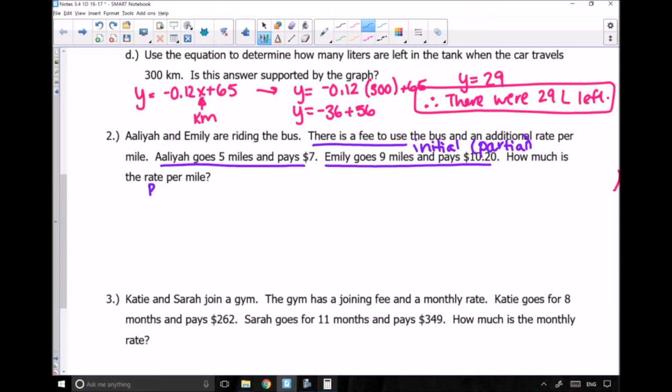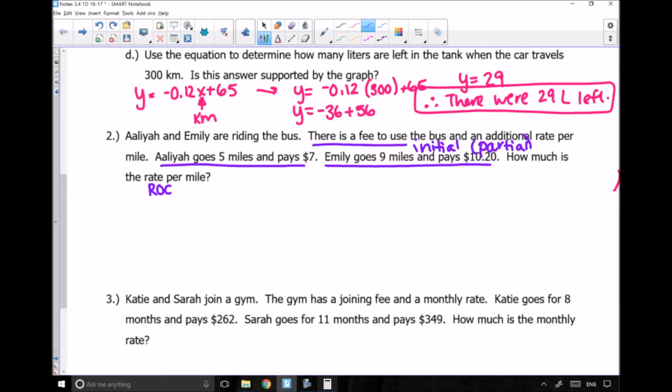So this is the rate of change, or the slope, right? So because it's partial, I cannot just take the 7 and divide it by 5. I can't just take the 10.20 and divide it by 9, because there's an initial fee that's included in the $7 and an initial fee that's included in the $10.20. So how do I figure this out?